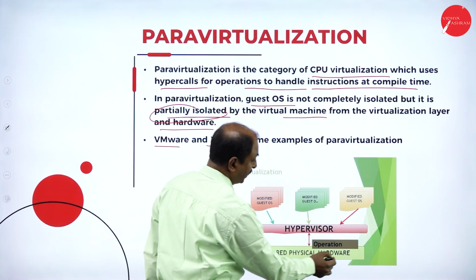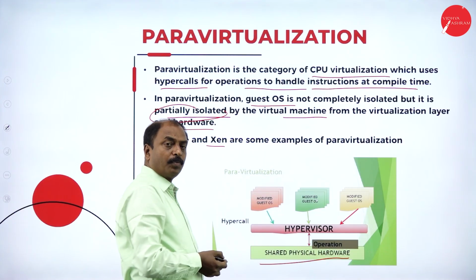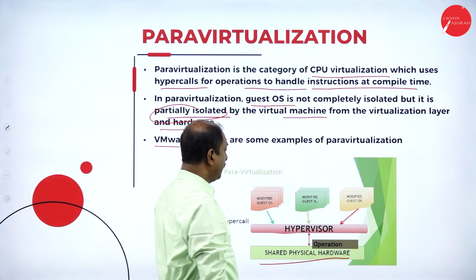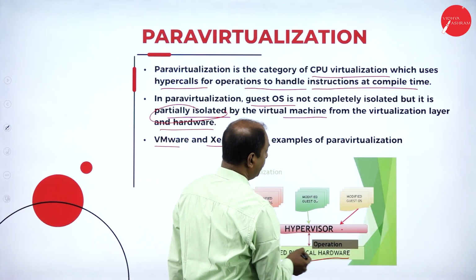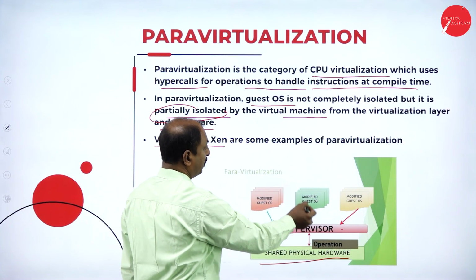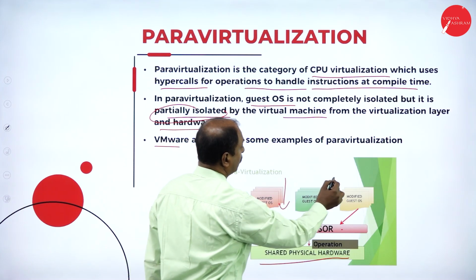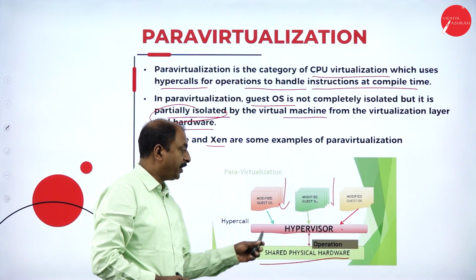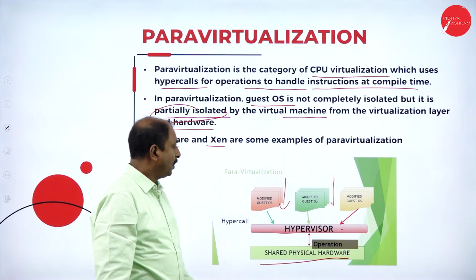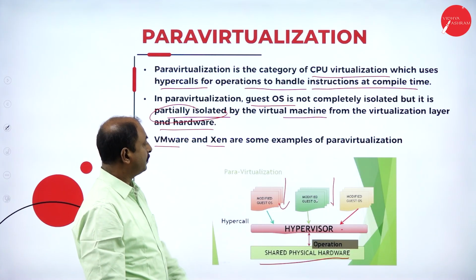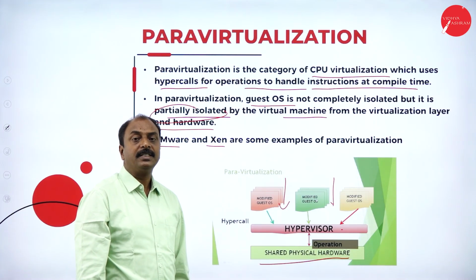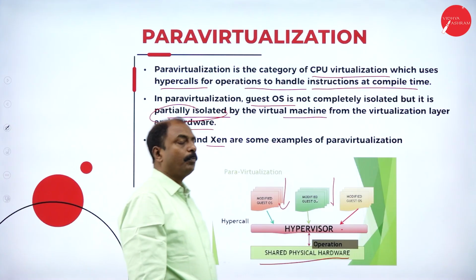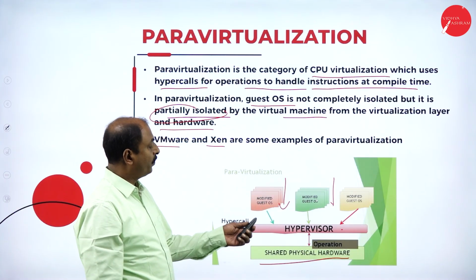This shows shared physical hardware, which may be components of the CPU, so it is also CPU virtualization. The hypervisor is a software, and these are the modified guest operating systems. So this is para virtualization, where the virtual environment is not fully isolated from the virtual machines, only partially isolated.